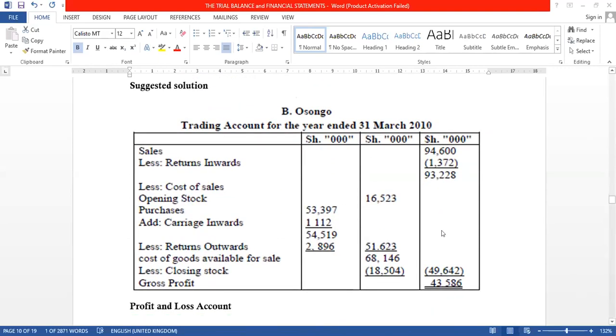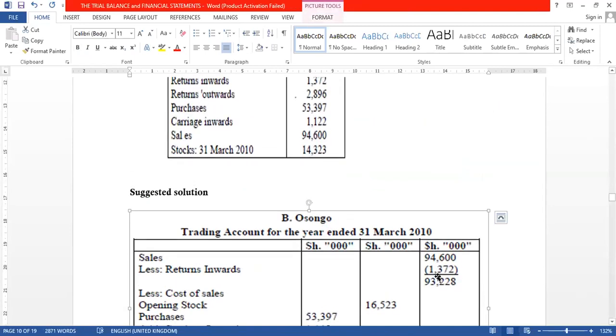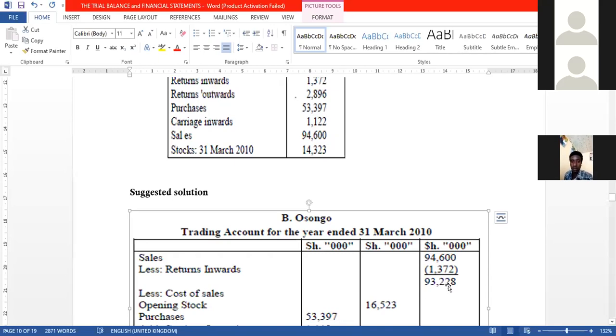This is the way I have prepared. You have your sales, and the sales figure is 94,600, as you can see. Then from sales, you say less return inwards. And remember, return inwards is the same as what we call sales returns. So we call them sales return or return inwards. That is 1,372. You subtract that and get a net sale of 93,228.